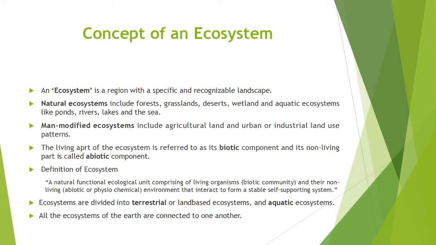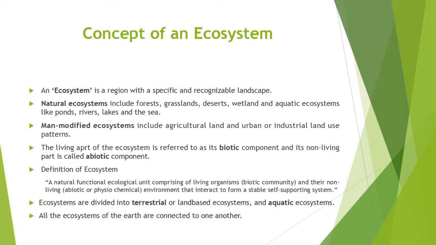Now let's see the definition of an ecosystem. A natural, functional, ecological unit comprising of living organisms, that is biotic community, and their non-living, abiotic or physiochemical environment that interact to form a stable, self-supporting system. This is the definition of an ecosystem.